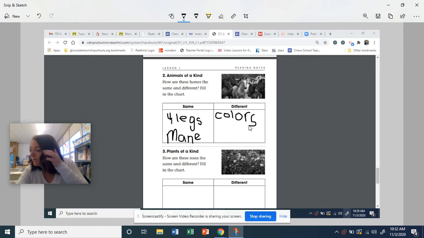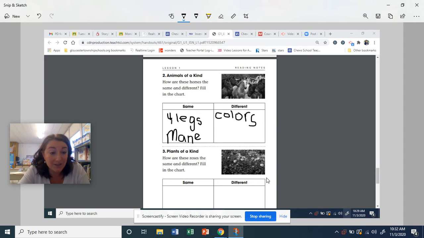All right. So these are roses, and there are different roses, and some of them could be the same, some of them could be different, but we're going to talk a little bit about how they're the same and different. So take a look at the picture of the roses. What is something that they all have?